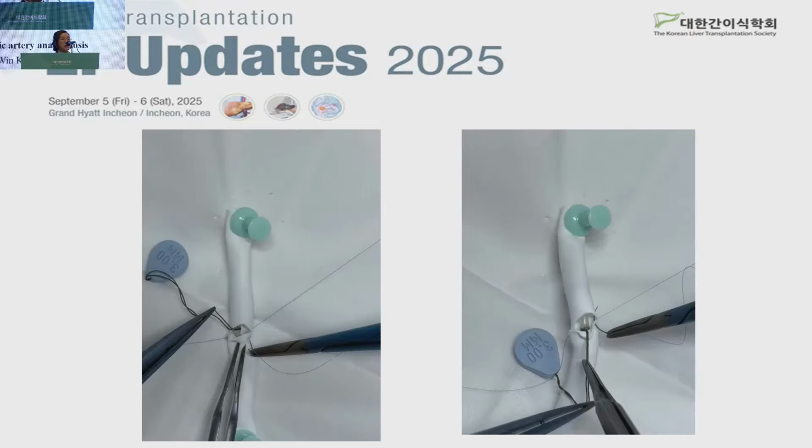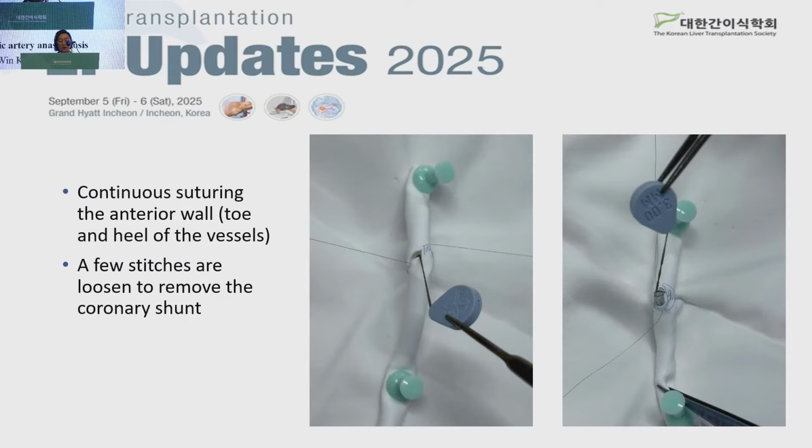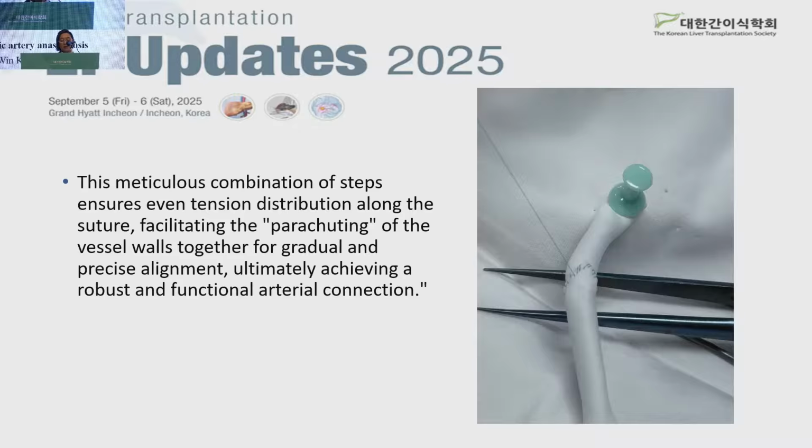You can see, I put the coronary shunt into the artery and then continue the anterior part of the anastomosis, one end and the other end. Continuing suturing the anterior wall, before finishing the last stitch, a few stitches are loosened to remove the shunt and tied. This meticulous combination of steps ensures even tension distribution along the suture, facilitating the parachuting of the vessel walls together for gradual and precise alignment, ultimately achieving a robust and functional arterial connection.